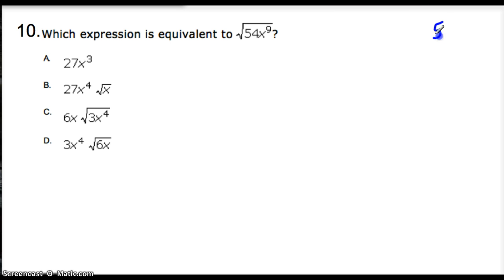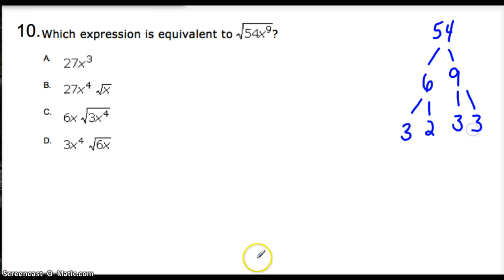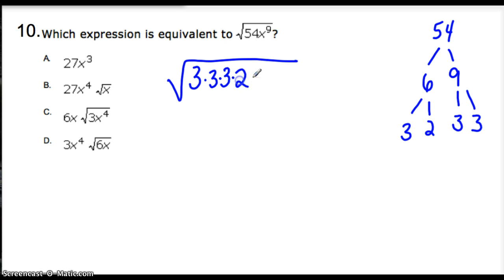Okay, and now we're going to break 54 down. 54 becomes 6 times 9. 6 becomes 3 times 2. And 9 becomes 3 times 3. So underneath that radical is 3, and I'm going to put all my 3's together, and then next to the x to the 9th. I'm taking groups of 2 because the index is a 2 here if it's not written. So I have a group of 3's there. So I'd pull a 3 out. And then the square root of 3 times 2 stays on the inside, so that's going to be 6.